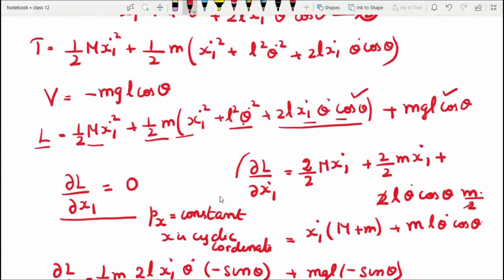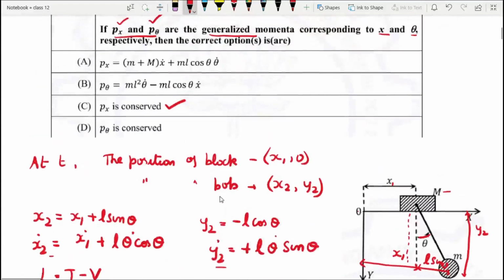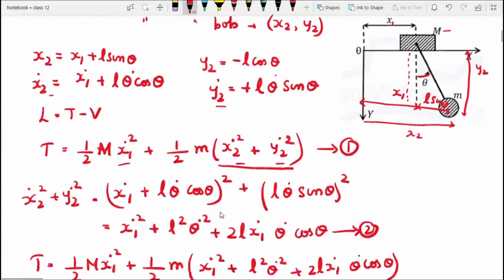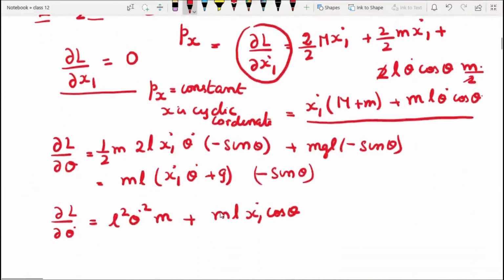And dou L by dou x1 dot is nothing but P of x. Right, so the P of x value is given by this form. So we will see whether this is present or not. Yes, this is present as option A. Okay, now we will see the next one, P of theta. P of theta, dou L by dou theta, is not 0. So P of theta is not conserved.